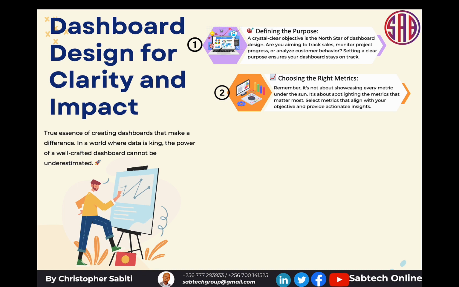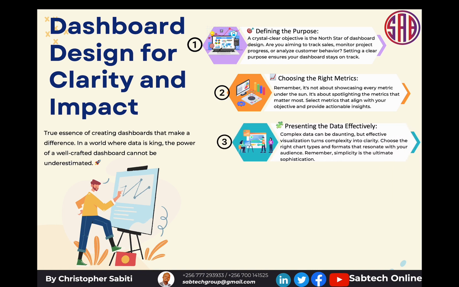It is not about bringing up charts, pie charts, and you make sure that at least you touch everything. No, it's about what you're showcasing. Then another thing, the third one is presenting the data effectively.